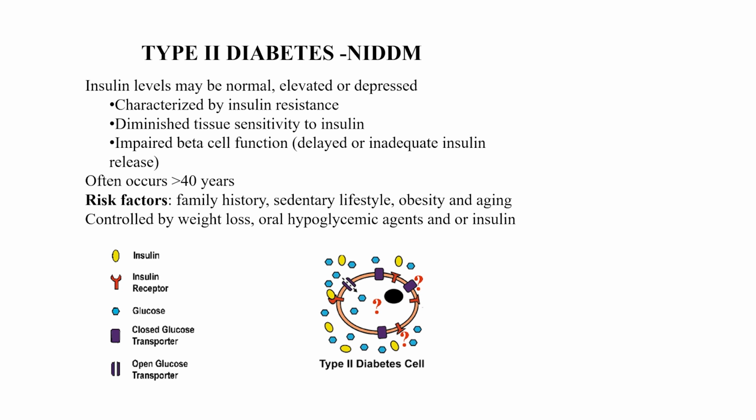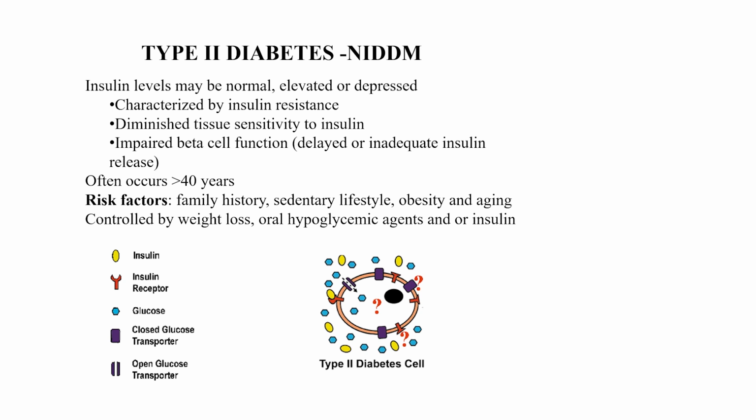Insulin resistance is mainly related to defective cells or defective receptors, which are unable to bind the insulin. So there is diminished tissue sensitivity to insulin, and another part may be destruction of beta cells. Generally beta cells produce insulin. In case of impaired normal function of beta cells, there may be delayed or inadequate release of insulin. This type, non-insulin dependent diabetes mellitus, generally occurs only after age 40.